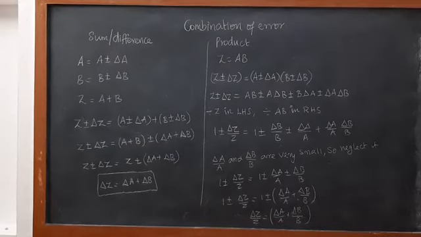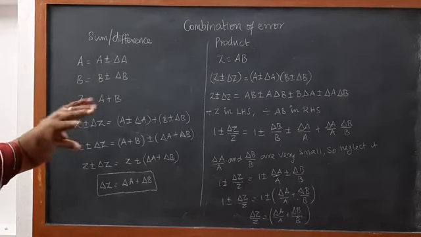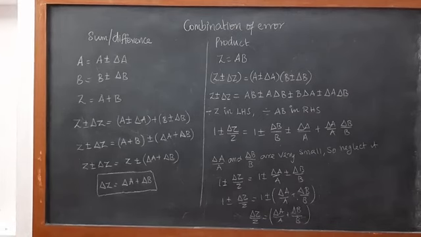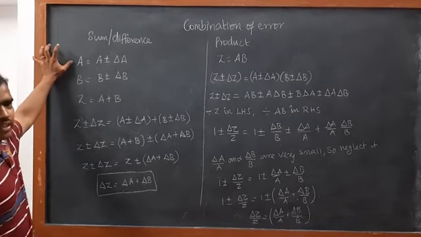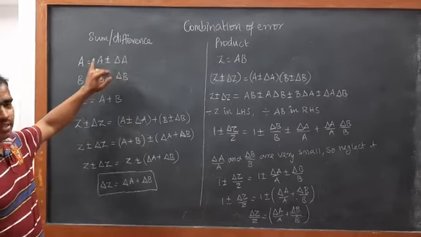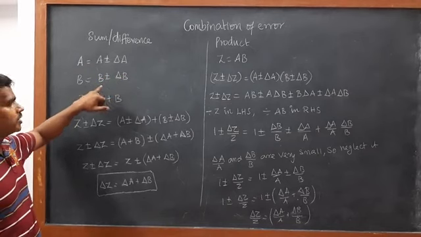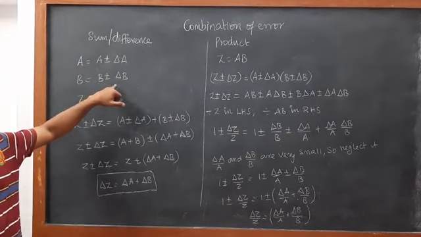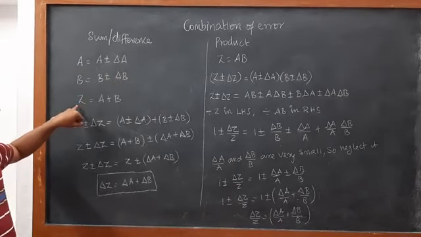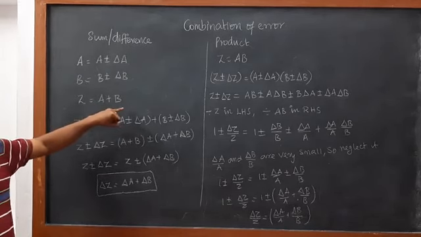Moving on to the combination of errors, we have three different cases. Sum or difference, second is product, and third is power series. So for the sum, we assume the measured value has the true value plus an error value, right? So A is equal to A plus or minus delta A, B is equal to B plus or minus delta B, and Z is the sum of these two values. So Z is equal to A plus B.